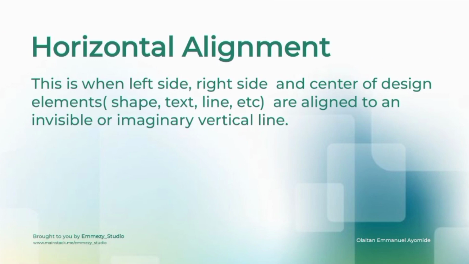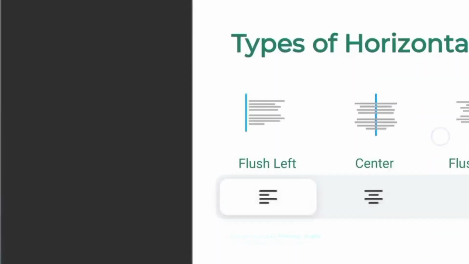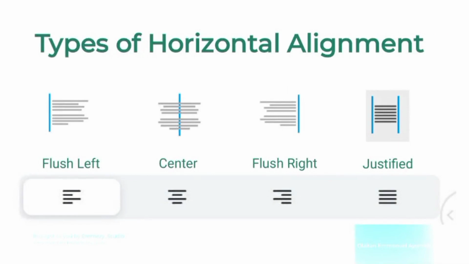So what is horizontal alignment? This is when the left side, right side, and as well the center of a design element, shapes, text, and line, etc. are aligned to an invisible or imaginary vertical line. Just as I said earlier, pay attention to the words invisible and imaginary vertical line. This is basically of four types: the flush left, the center, the flush right, and the justified.